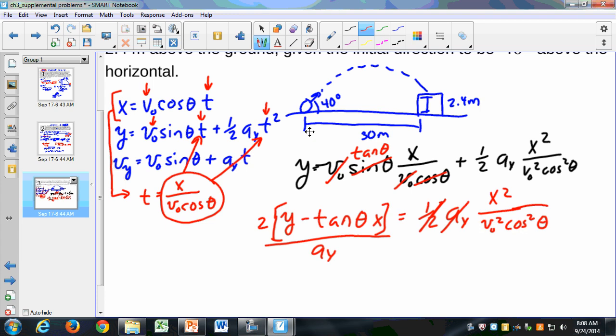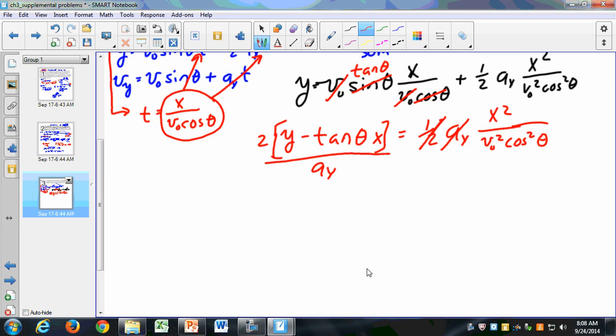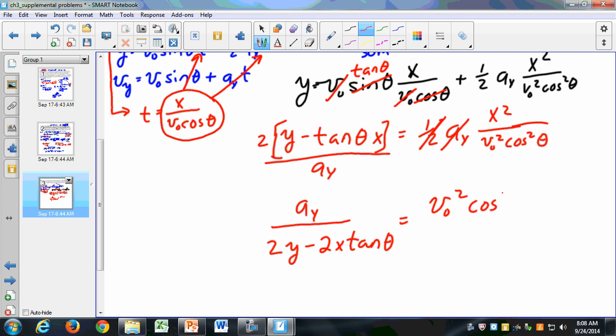I'm going to invert both sides. You might do this in a slightly different order. But if I invert both sides, that is, raise both sides to the -1 power, I get ay over 2y minus 2x tan theta is equal to v naught squared cosine squared theta over x squared. I just took the inverse of both sides.